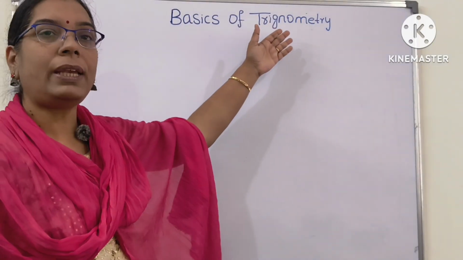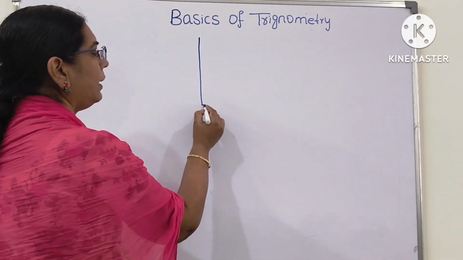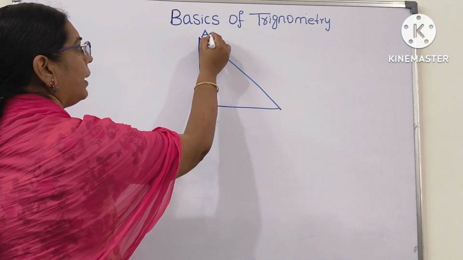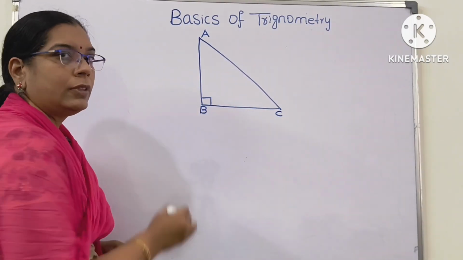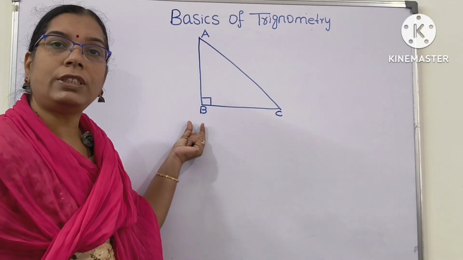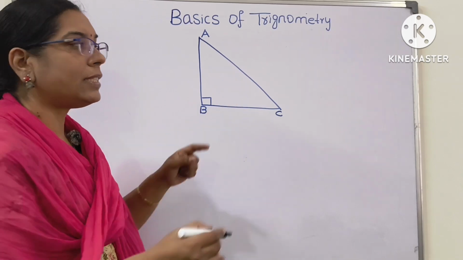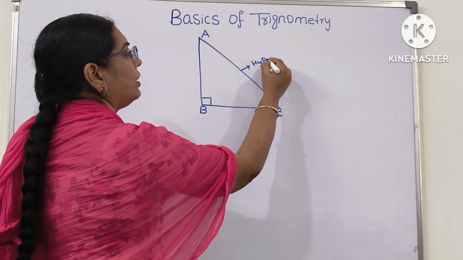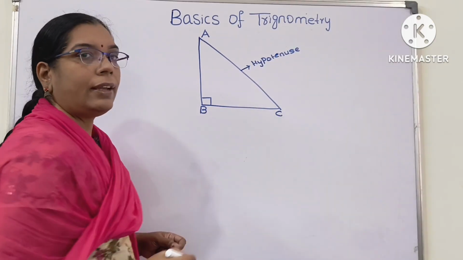Today we are doing the basics of trigonometry. Trigonometry especially deals with a right angled triangle. So let me take a right angled triangle ABC which is right angled at B. Now in a right angle, the moment you take the right angle, you should know which is your hypotenuse. The side opposite to the right angle, which is AC, this becomes your hypotenuse. So hypotenuse is fixed for a right angle. It will always be the side opposite to the right angle.